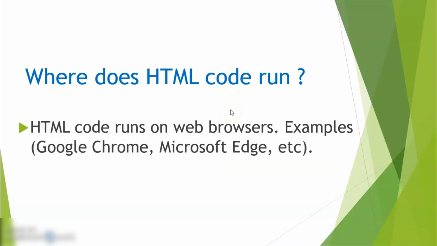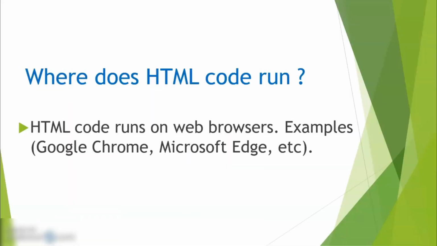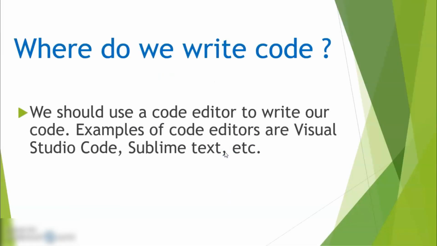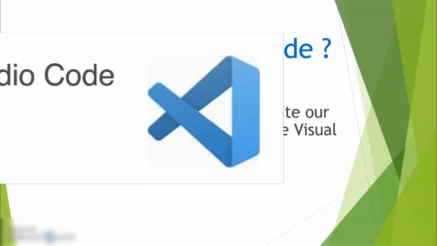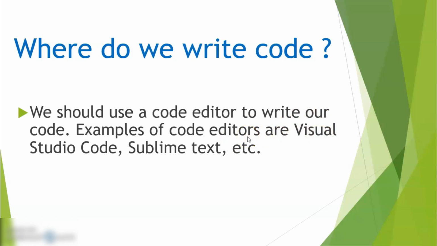Next, let's see where does HTML code run. Now HTML code mainly runs on browsers, for example like Google Chrome, Microsoft Edge, etc. Now let's see where should we write our code. Now we should write our code in a code editor. Now some examples of code editors are Visual Studio Code, Sublime Text, and there are many more code editors out there. Now I am going to use Visual Studio Code in this tutorial, but you can also use Notepad.